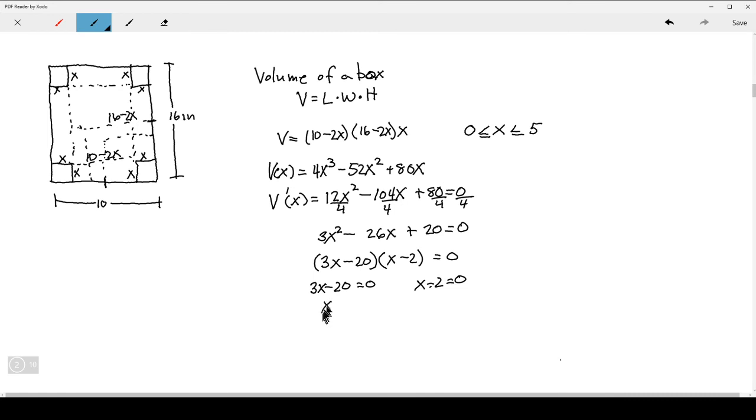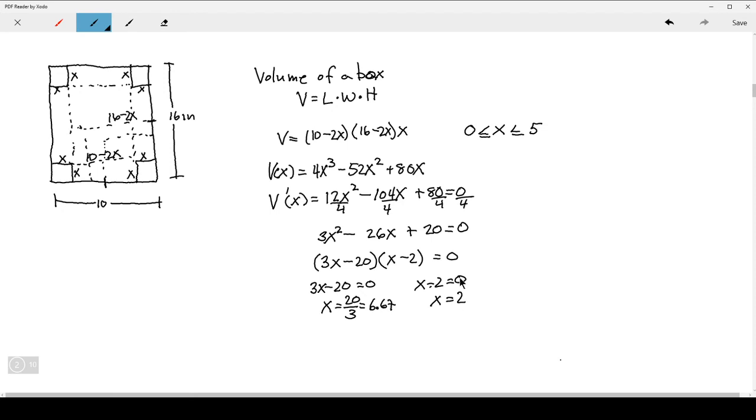So this is going to give me x equals 20 over 3, which is, let me see, 6 and 2/3. So I'll just say 6.67 if you put that into your calculator. And then this one is going to give me x equals 2.